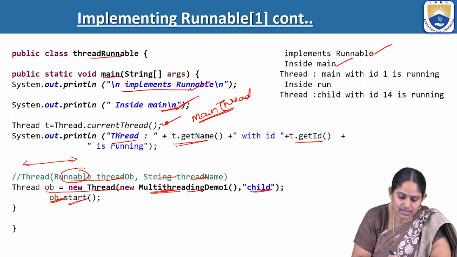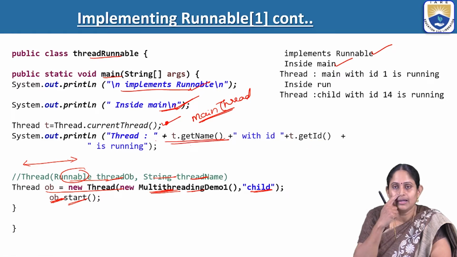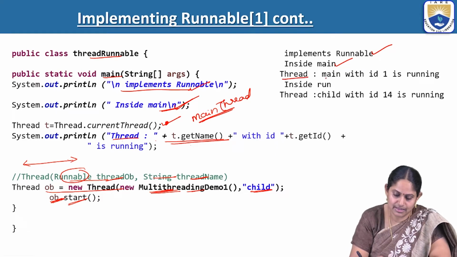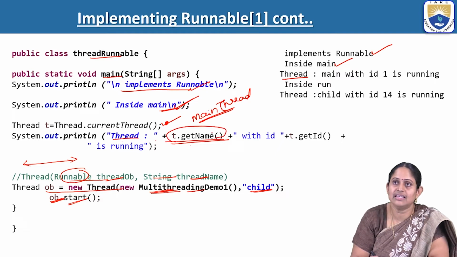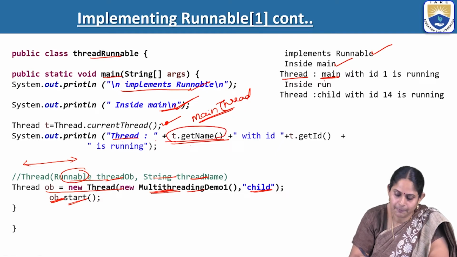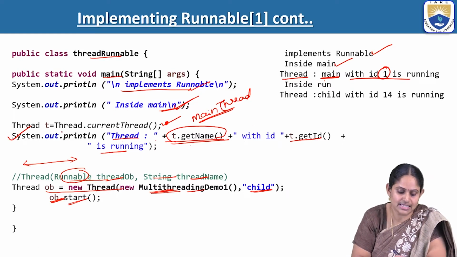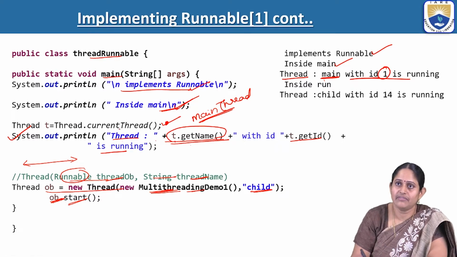Now at this point we are getting all the details of the main thread. So that is why we get Thread. Then t.getName will return the name of that thread, which is main. Then with ID, t.getId means the identifier of the main thread at this point is 1, and this running statement. So this whole statement we got from this line, right? We created an instance of the currently executing thread, which is the main thread, and we displayed that.